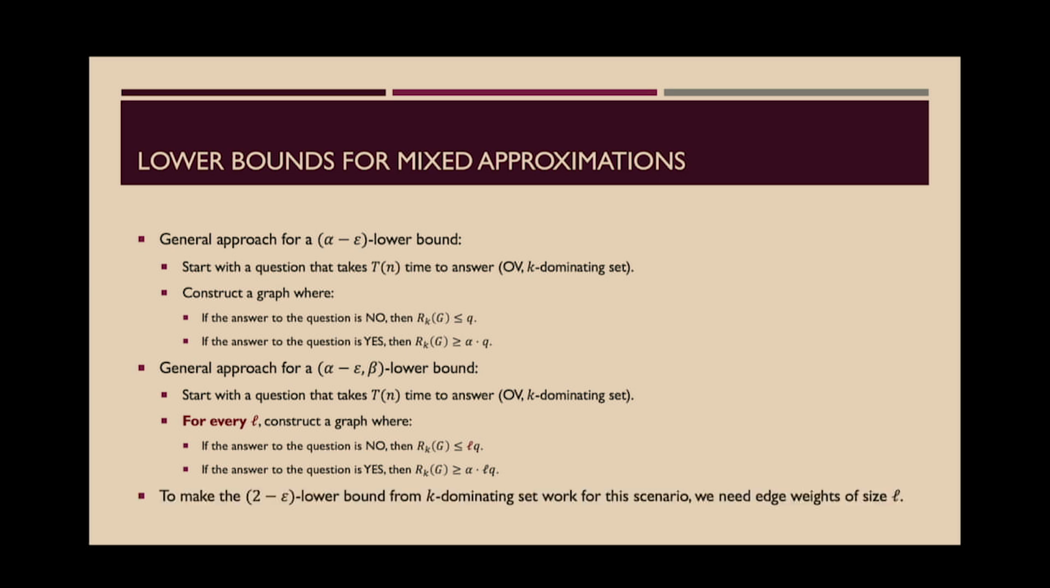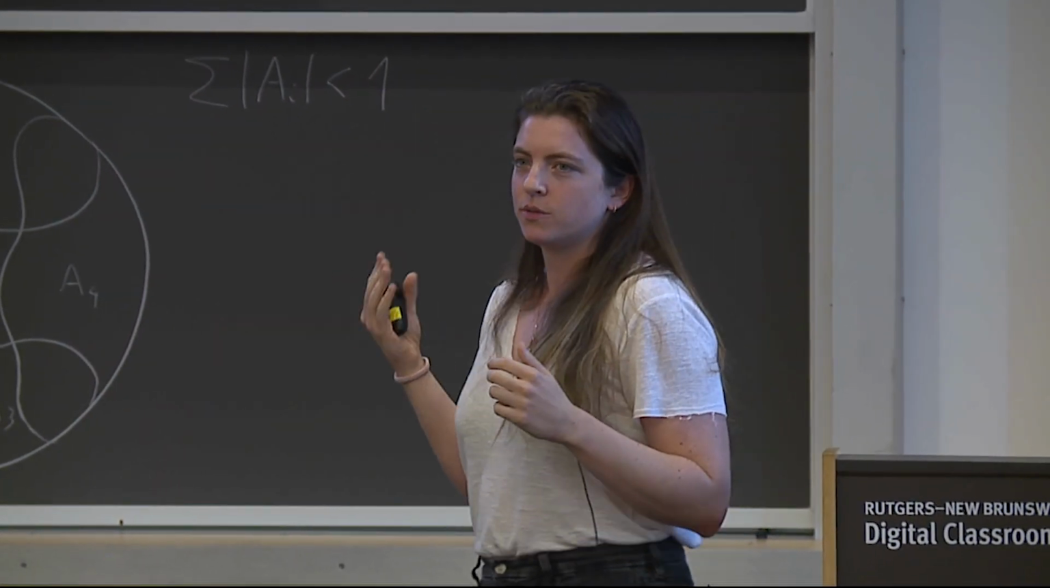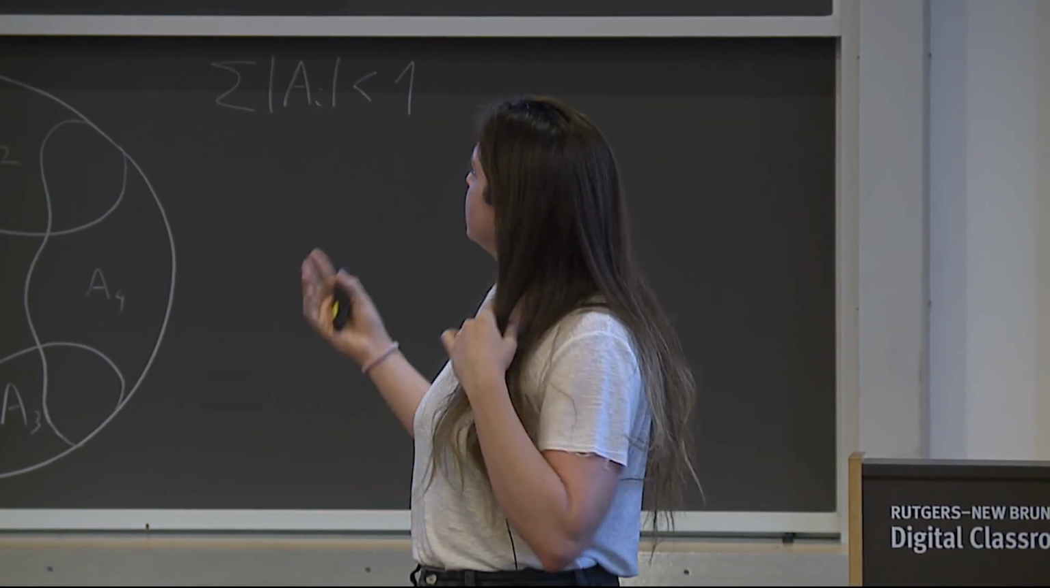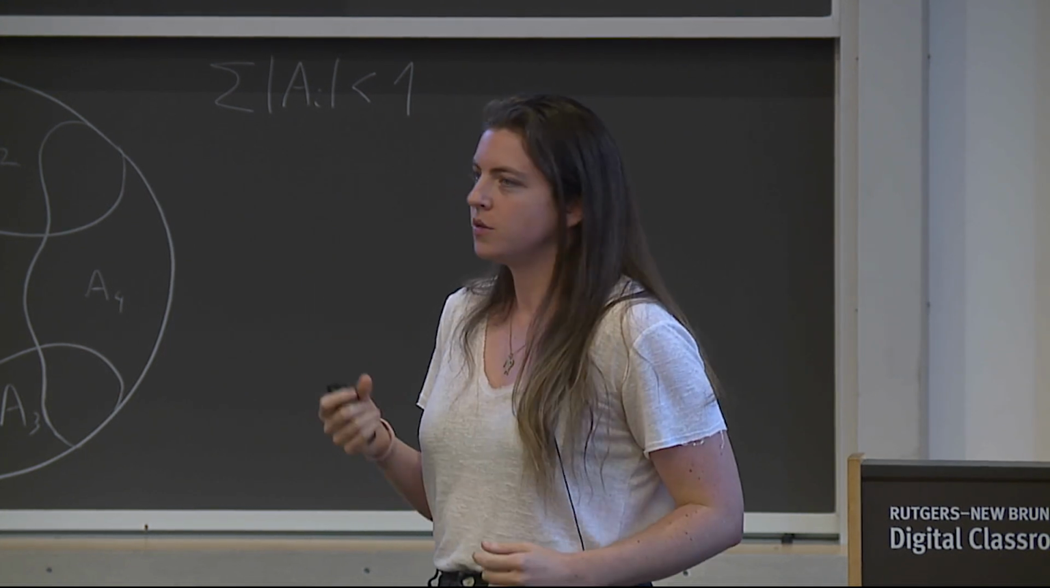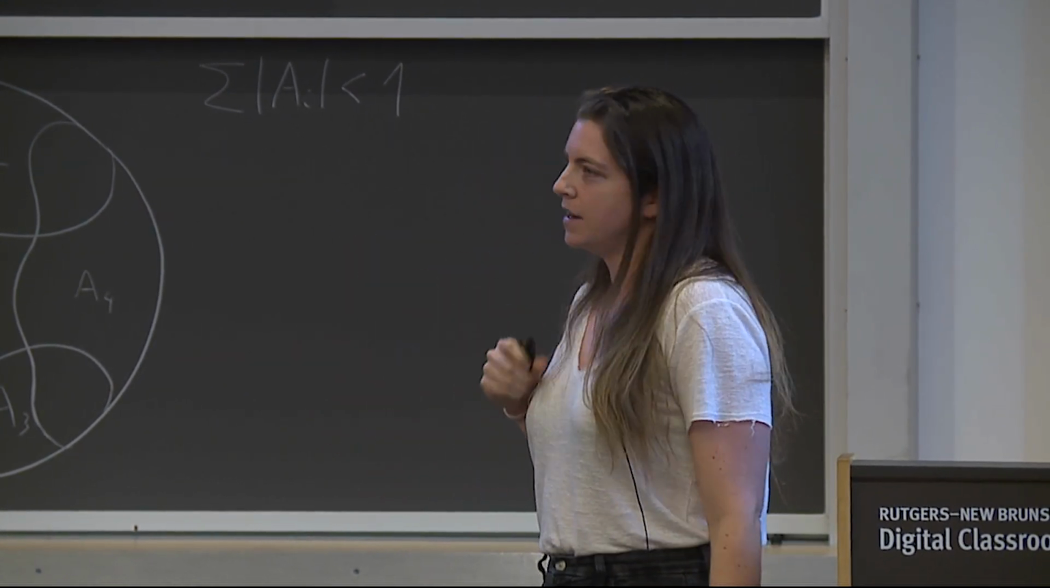Okay, so in the lower bound that we had before, this dominating set lower bound, if we want to be able to scale this gap up, this q to alpha q, with every L, that's where those edge weights would come in. We'd need the weight of the edges to scale up with L, which is what we don't want to do. So this k-dominating set doesn't work anymore when we want to allow additive errors.